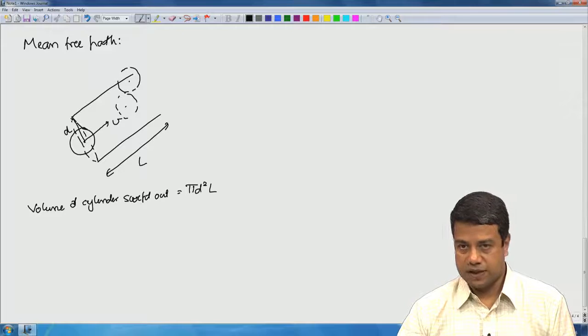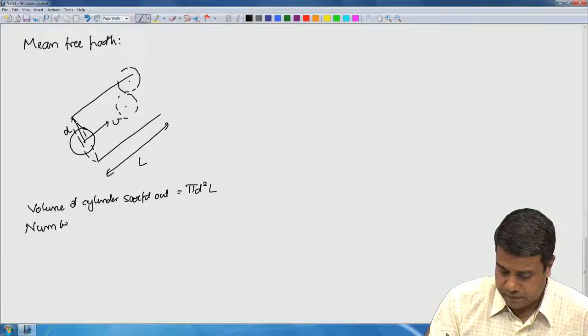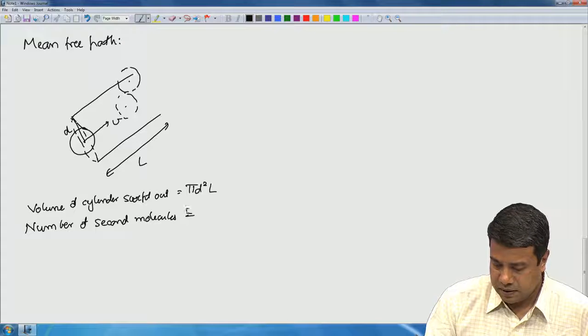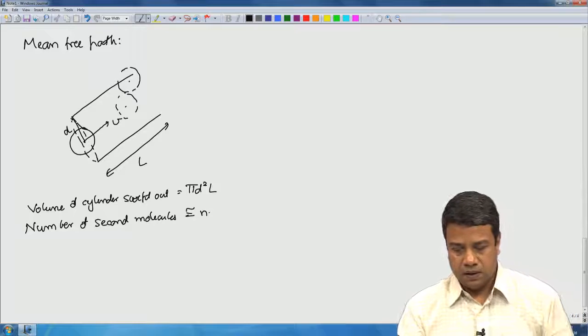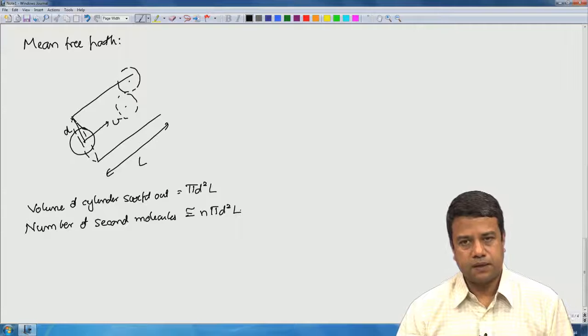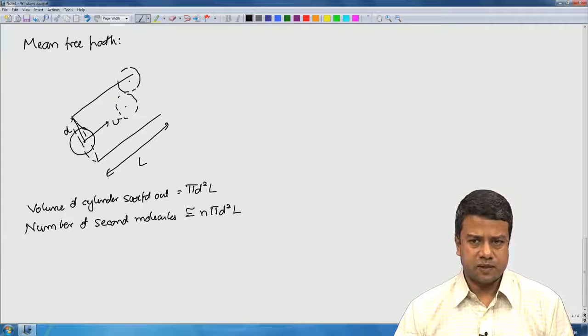What is the number of second molecules in the cylinder? It has to be equal to the number density of the molecules times the volume of the cylinder. That is the number of second molecules in this cylinder.